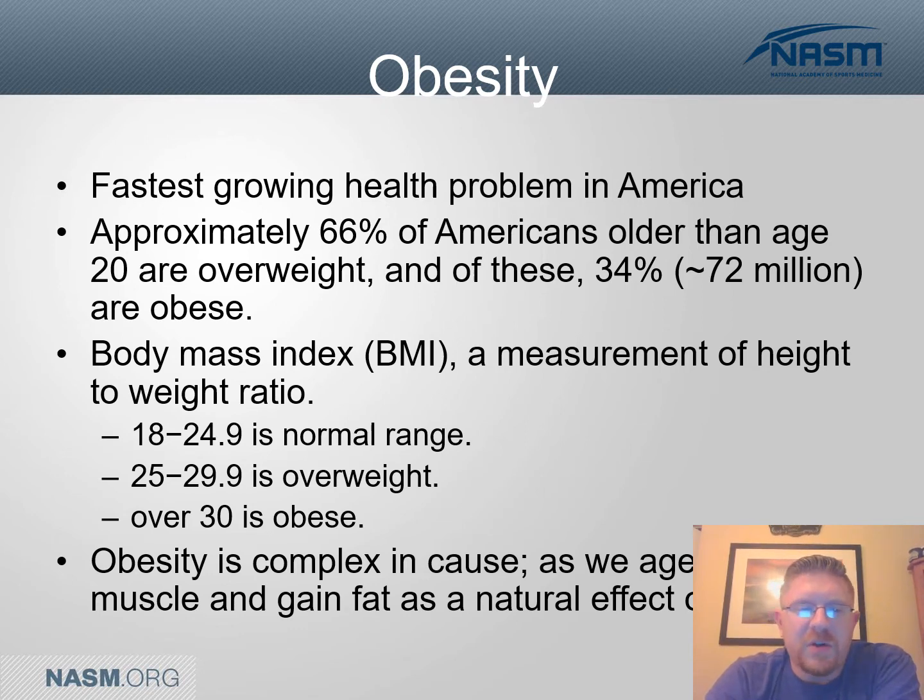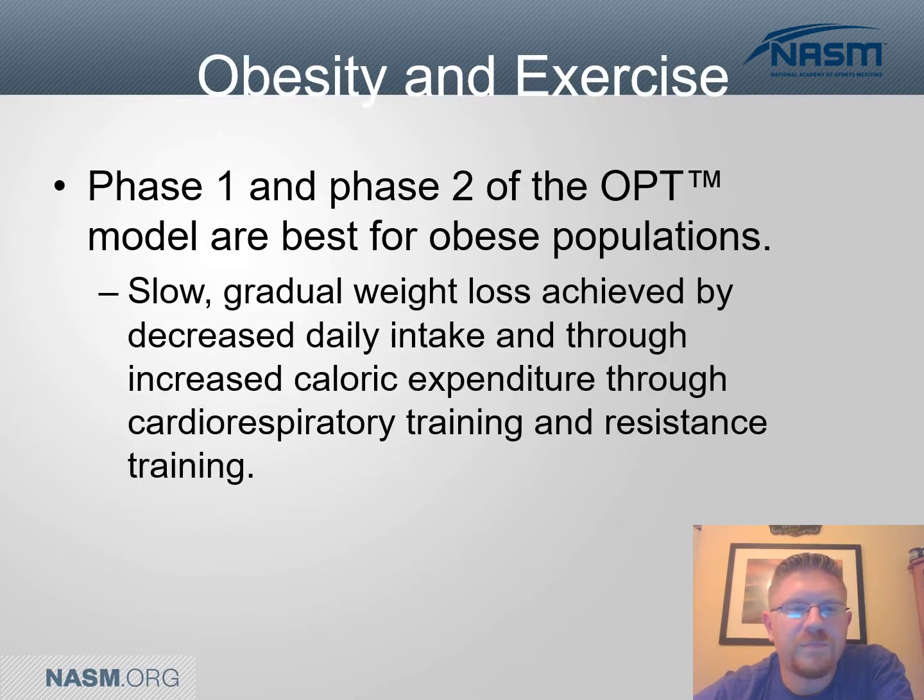Those are the ranges that are considered normal, overweight, and obese. You should know those already. They come up in tons of classes. We don't need to spend time on it. But obesity is complex in cause, and it can really affect you in a number of different ways. Yes, as we get older, it's natural to put on a little bit more fat and lose a little bit more lean mass, but there's also a lot of lifestyle factors that need to be considered too. Age is not the only one.